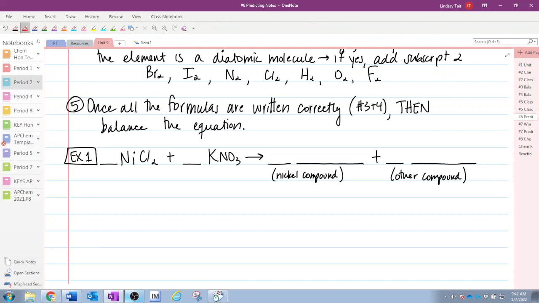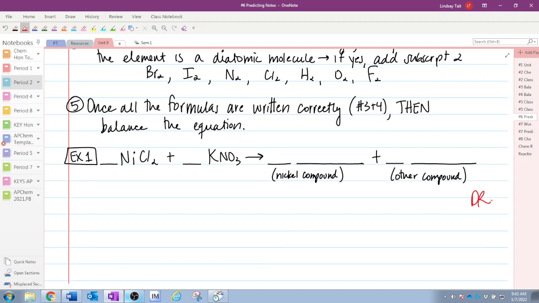All right, so here we go. This is my question. My job is to predict the products with the correct formulas, balance it, classify it. I sometimes start out with classifying because I already know what type of reaction this is if I'm making you predict products. It's got to be a double replacement reaction. So I usually have a spot in the bottom right to label that. This is a double replacement reaction.